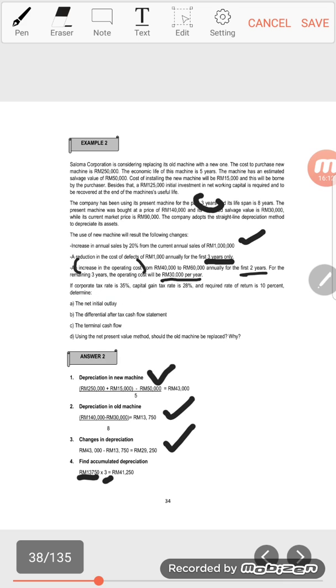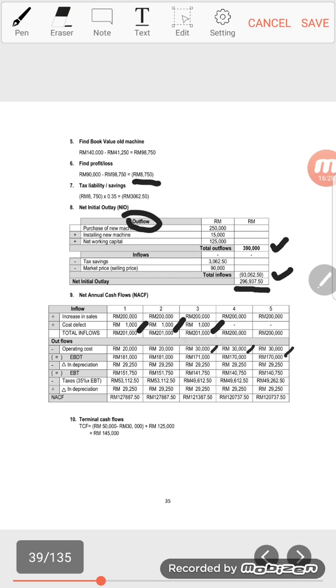So you have to determine NIO, the differential after tax cash flow statement, the terminal cash flow, and also net present value method kan. So kat sini kita boleh tengok yang ada 2 item under inflows dan 1 item under outflows. So all the total inflows tadi tolak dengan satu item dalam outflows. So you tolakkan, you akan dapat amount in EBDT, earning before depreciation and tax. Okay, lepas tu dah dapat ni macam biasalah, you tolakkan dengan depreciation.